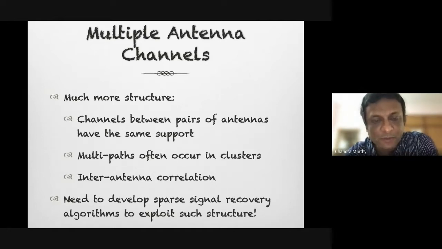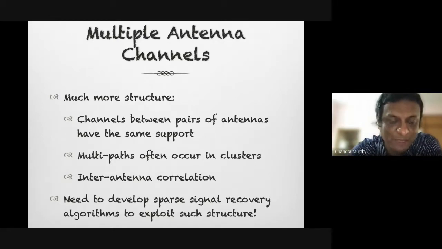And also typically multipath occurs in clusters. So if there is a building, it will not reflect only a single path of the signal, but rather form a cluster of multipath at the receiver. And the channels between different pairs of antennas could be correlated. So there are inter-antenna correlations. And one would like to develop sparse signal recovery algorithms that exploit all such structure.